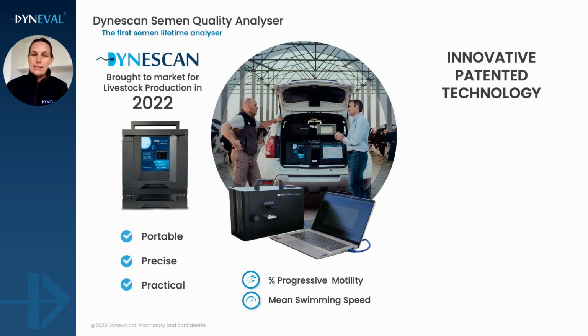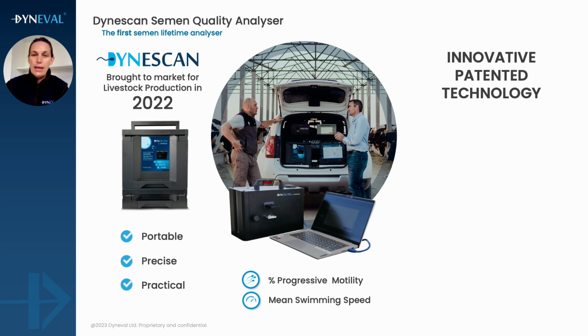The Dynescan is a portable instrument around about the size of a kitchen toaster, which can be stored easily in this robust case shown on the left-hand side here. Both the laptop and the instrument can be stored in the top half, and at the bottom half there's an accessories case that has all the sample slides and pipettes and everything you need to handle samples. As you can see, this can be easily stored in the boot of a car and taken from farm to farm.